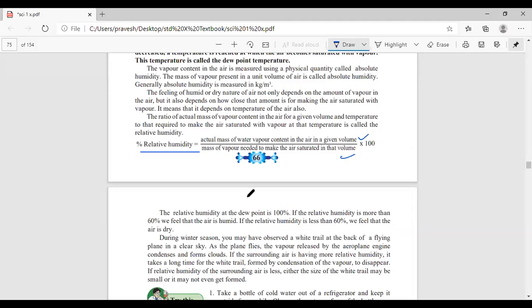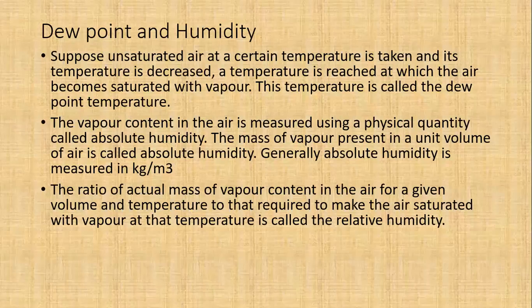If the relative humidity is more than 60%, we feel that the air is humid. If the relative humidity is less than 60%, we feel that the air is dry. In winter season, mostly the relative humidity is less than 60%, and in summer, it is usually more than 60%. It's clear to all of you? Yes, sir.